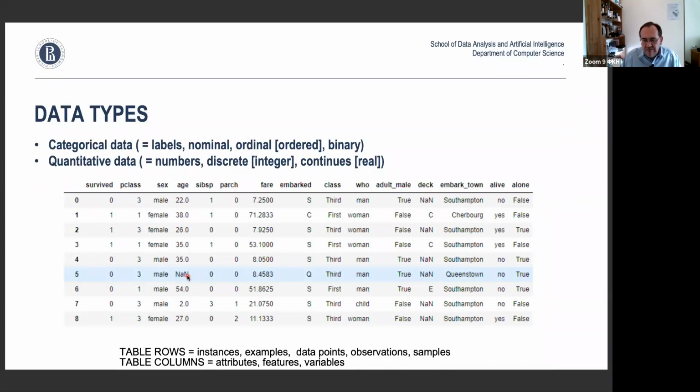So that's a no-brainer. Typically, when you look at the data, and most likely within this course and later on, you'll be getting data as a table. Typically, table rows are what we call instances or examples or data points or observations or samples, right? And table columns correspond to attributes, features, variables, properties, right? So those are common notations.